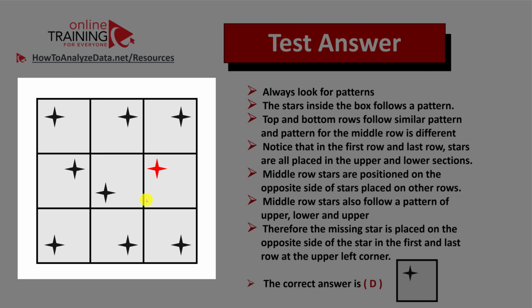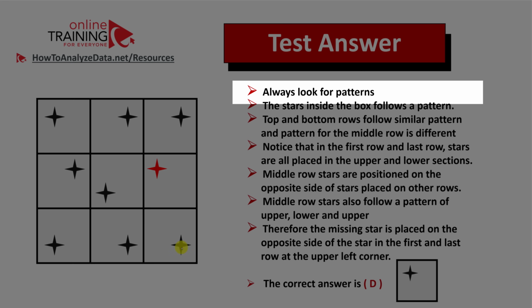This is why the missing star is placed on the opposite side of the stars in the top and bottom rows. Let's recap. Always look for patterns. The stars inside the box follow the pattern.